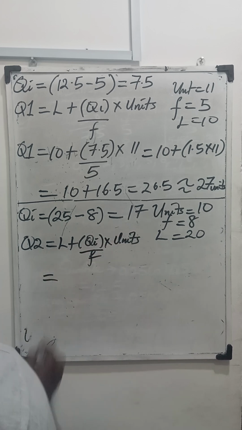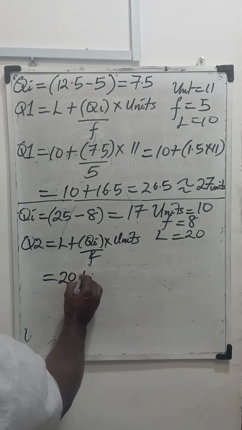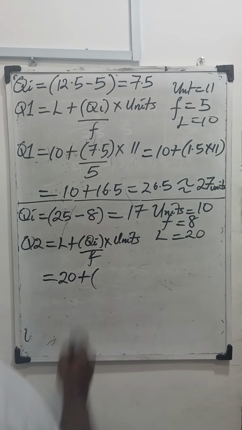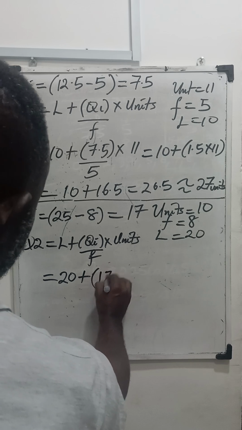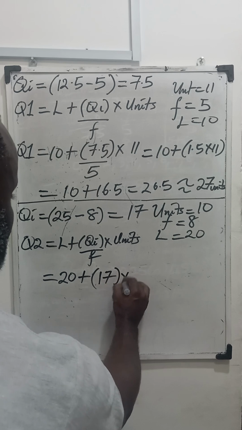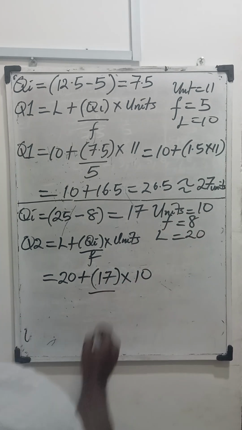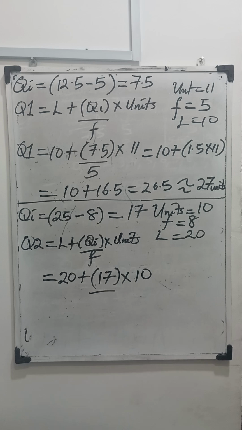So we have the value of L. We have 20 plus, what did we get as Q1? Stop writing. Just pay attention. You will write 17. 17 times the unit. What's the unit? Divided by the frequency. What's the frequency here?